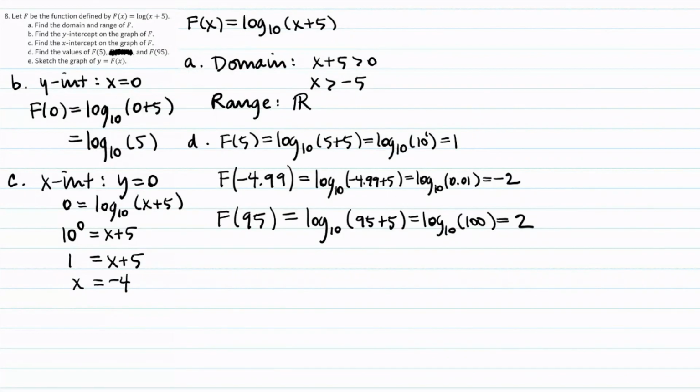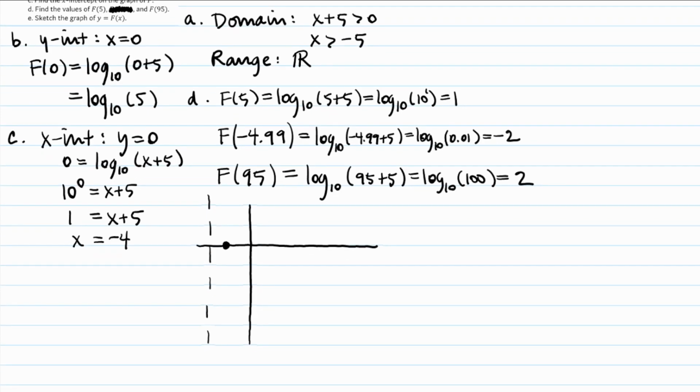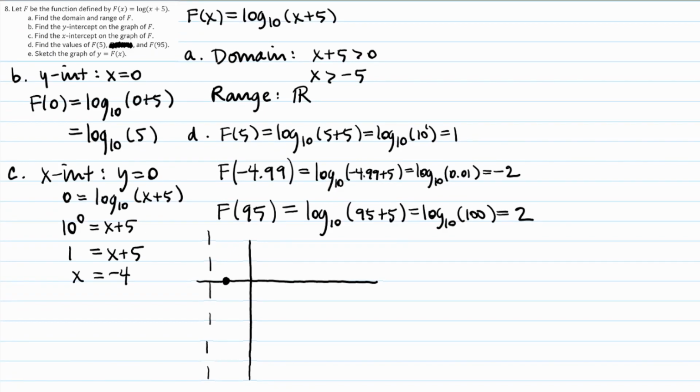So I think I'm going to stick with the x-intercept and y-intercept. But you could use these other function values, f of 95, f of -4.99, to give you something to look at. The x-intercept was -4. I'm just going to put that there. And then the domain is x is greater than -5. So I'm going to put a dotted line here, like a wall, saying we're not going to go beyond that. That's called the vertical asymptote, which is not something we're talking about a whole lot in this unit, but we will be soon enough.